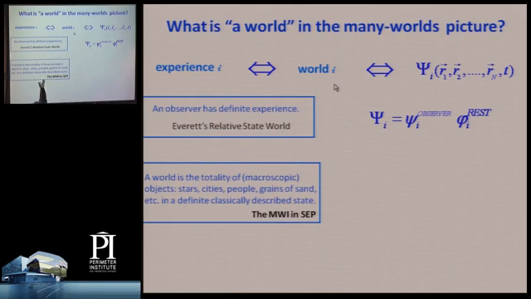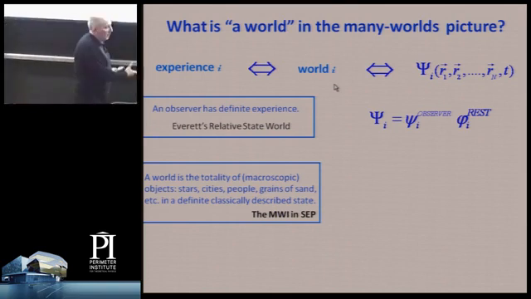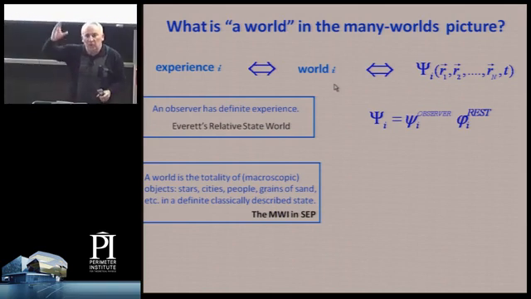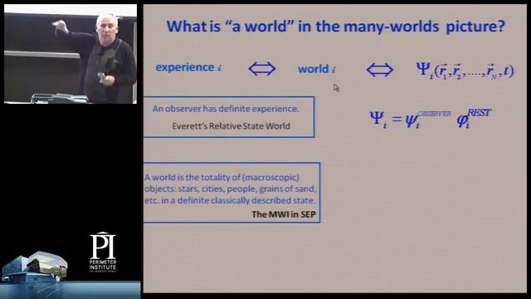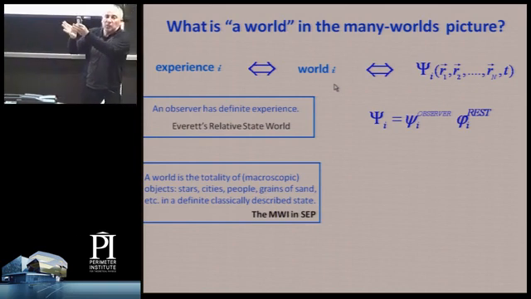A definition of a world, on the part of the experience. For me, a world is a totality of macroscopic objects, stars, cities, peoples, grains of sand, etc., in definite, classically described states. All macroscopic objects are not in a superposition. For Everett, if it was a supernova explosion far away, and no signal comes here, there is a superposition of explosion and no explosion.